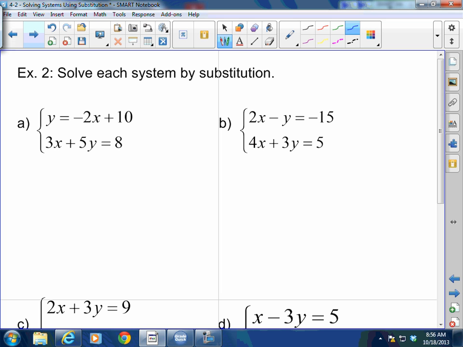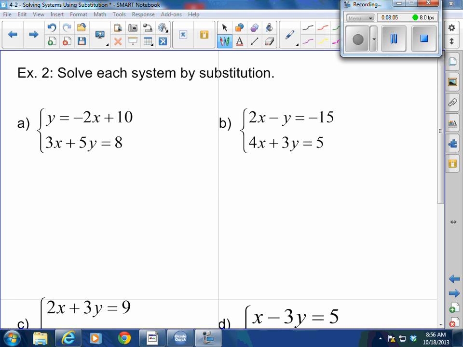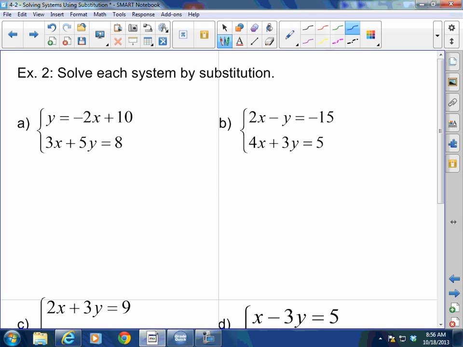Okay, in this case for A, I already have one of the variables solved for, don't I? So this is Mickey Mouse time. I love it when they give it to me like this. Okay, so I already know what y equals, correct? So can I plug that value into that y too? So let's do it. So I've got 3x plus 5 times y, which is negative 2x plus 10, equals 8. All I did was substitute.